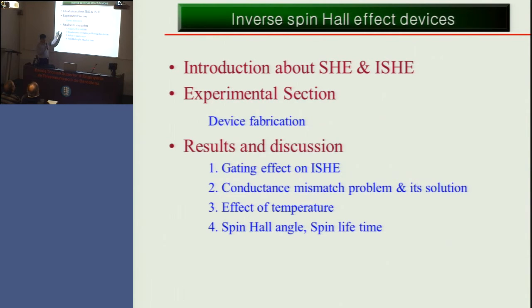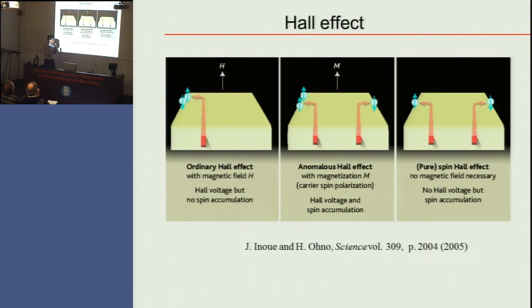So in my second talk so far, I suggested that something unresolved can happen in these 2D materials, but such topics are still very interesting. The last topic is the inverse spin-Hall effect device. I'm going to tell you shortly about this one.